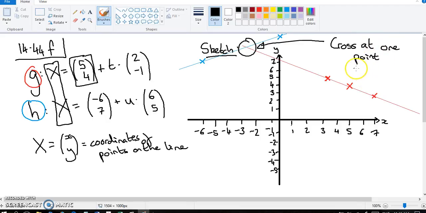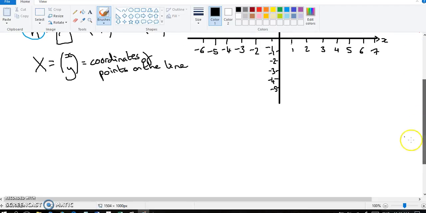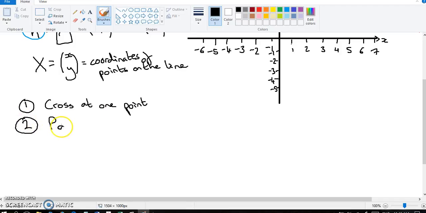How could I have checked this without doing the sketch? Well, I know that there are only 3 different options for lines in 2-dimensional space. Our first option is that the lines cross at one point, which it seems that we have here. The second option is that the lines are parallel. And the third option is that the lines are identical.